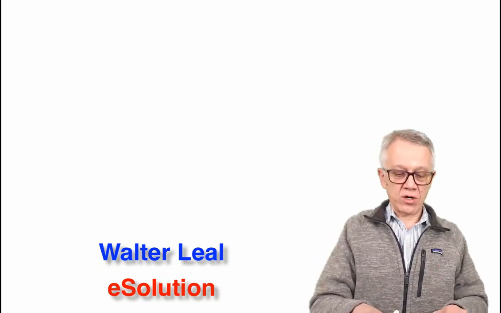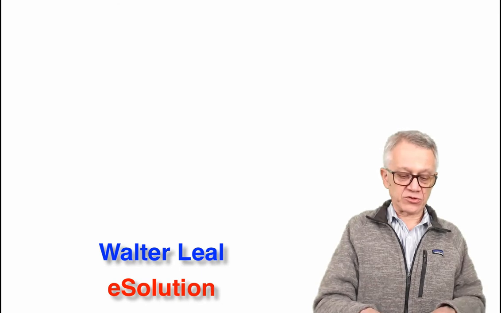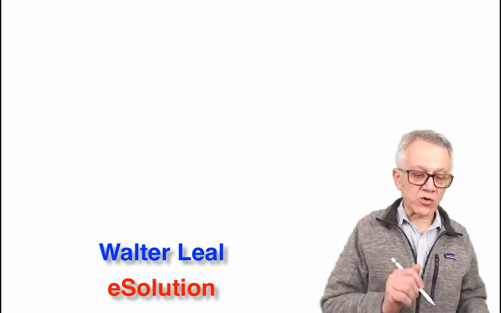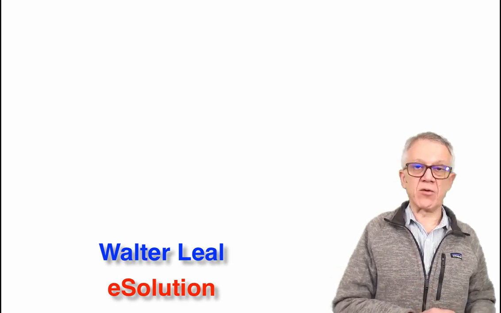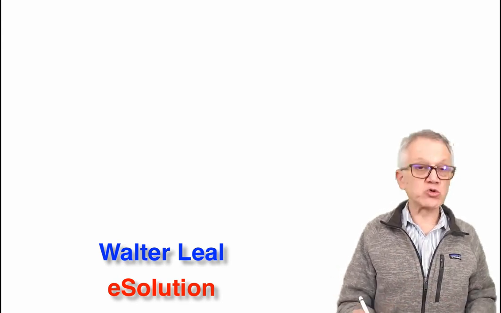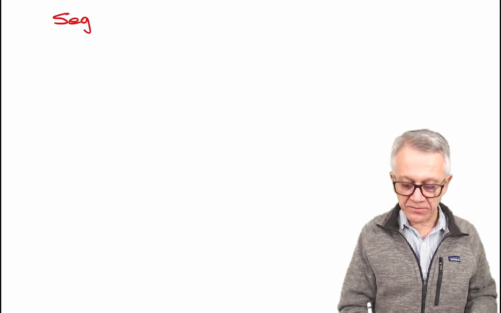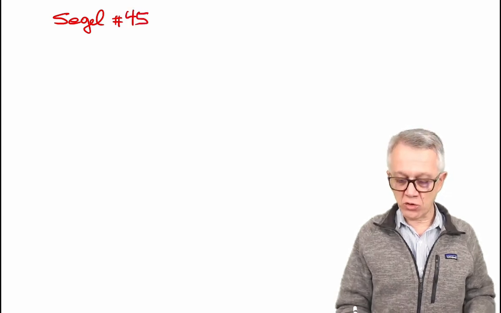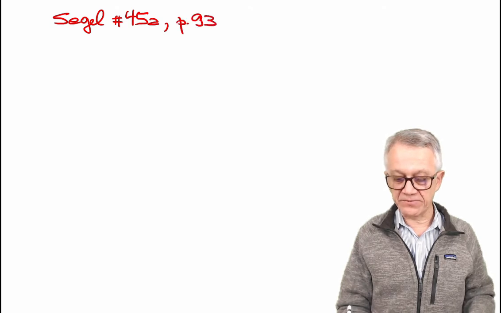Let's work now on problems from Segel's biochemical calculations. Now we are going to do problems on page 45. And we're going to start with problem 45. So again, in Segel, problem number 45. This segment here we're going to do part A. And again, this is on page 93.